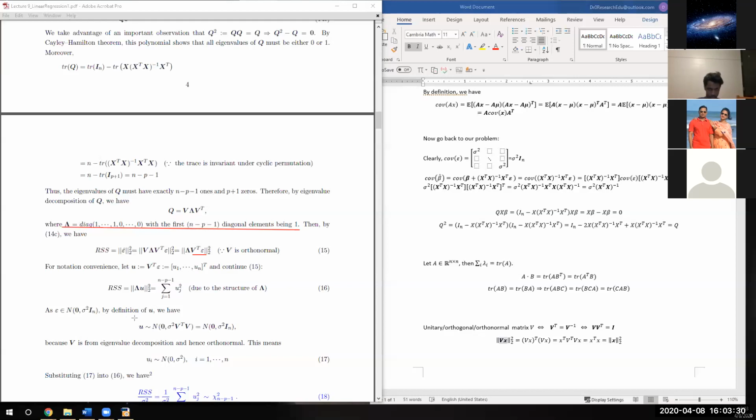That's something you're going to immediately see. First of all, by definition U is V^T epsilon, and epsilon is normally distributed with covariance matrix sigma squared I_n. So since U equals V^T times epsilon, what is the distribution of this? We still have this conclusion. The variance of U must be V^T times the covariance of epsilon times V. The covariance matrix of epsilon is sigma squared I_n, so the covariance of U must be sigma squared V^T V. And V^T V cancel each other again because V is unitary.